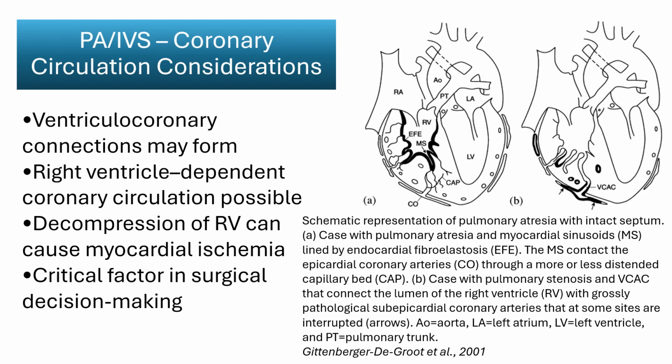Recognition of right ventricle-dependent coronary circulation is therefore a critical step in preoperative evaluation. Its presence often excludes the possibility of biventricular repair and instead directs the team towards single ventricle palliation. This coronary factor is one of the most important anatomic determinants of prognosis in PA/IVS.